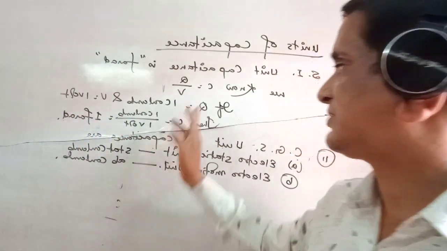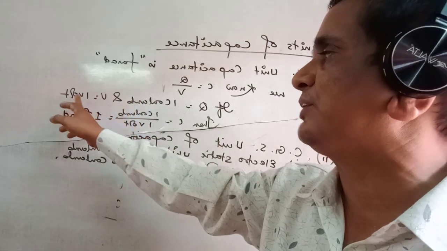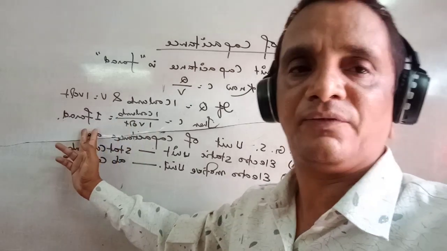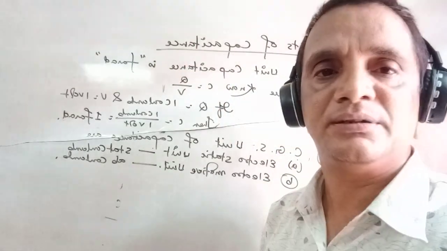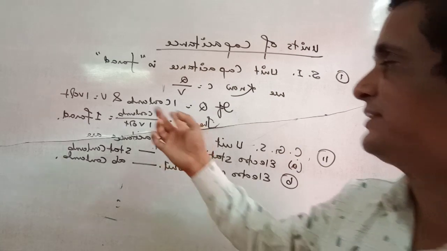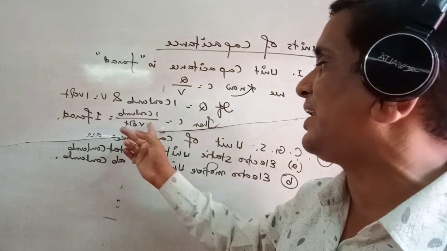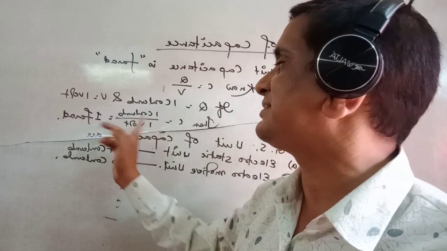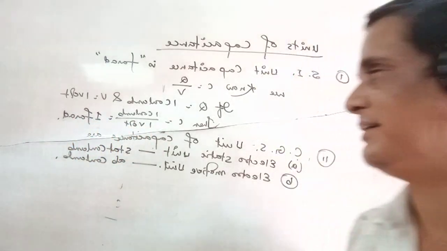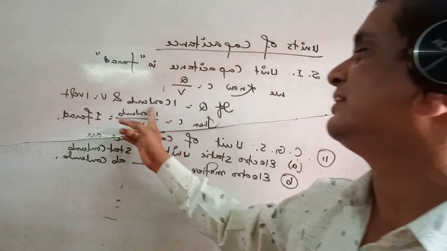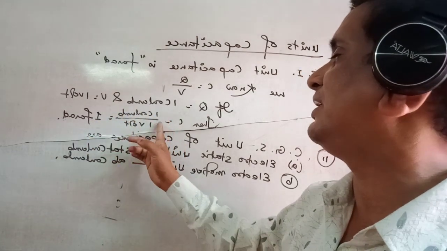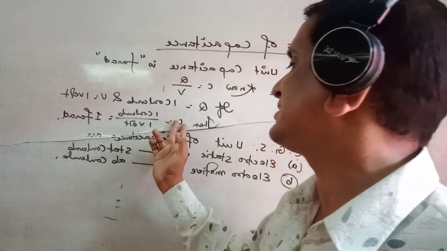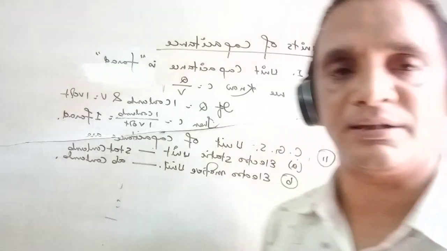Is it clear? So how can we define it? If a charge of 1 coulomb is required to raise the potential of a system to 1 volt, then the capacitance is said to be 1 farad. Is it clear?